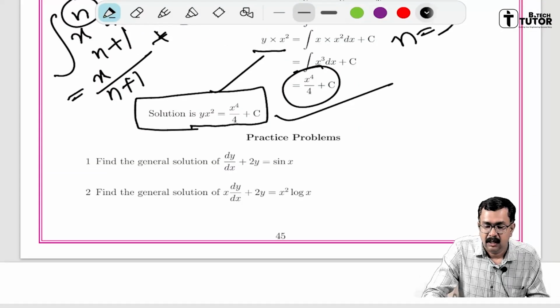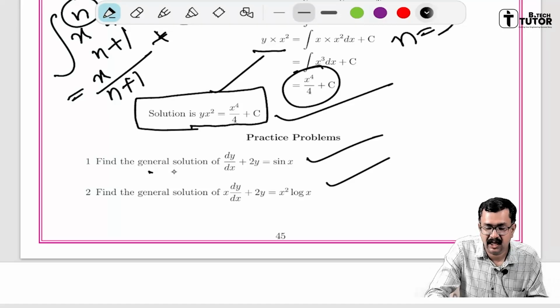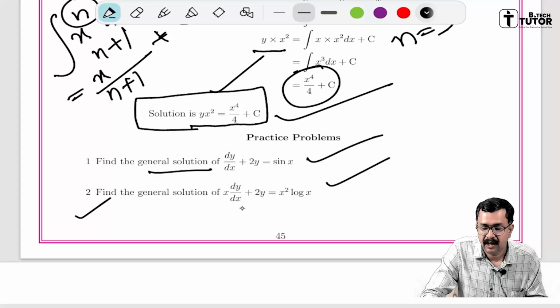Here are two questions for practice. First one is find the general solution of dy by dx plus 2y equal to sin x. And the second question is find the general solution of x dy by dx plus 2y equal to x square log x.